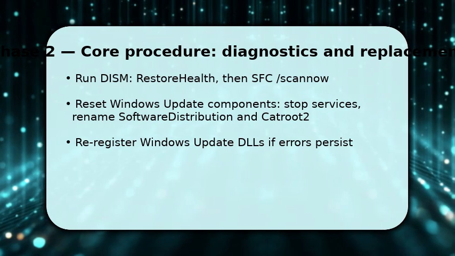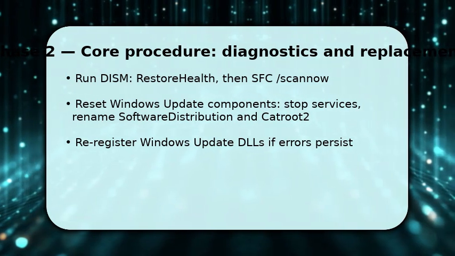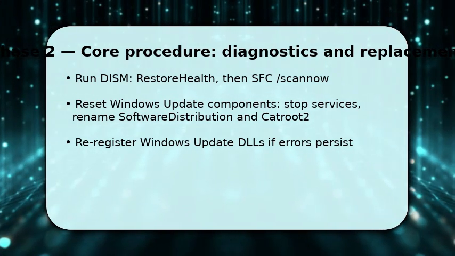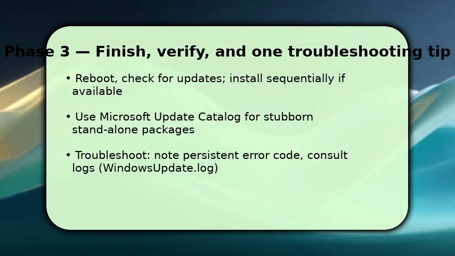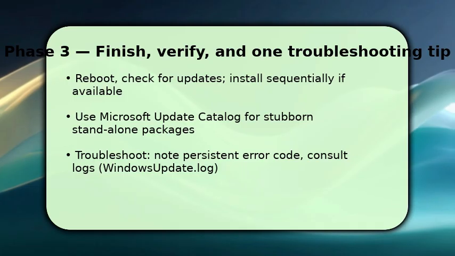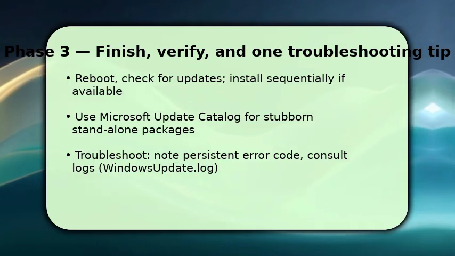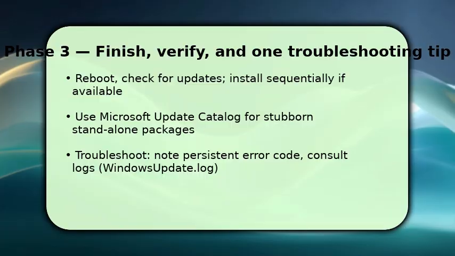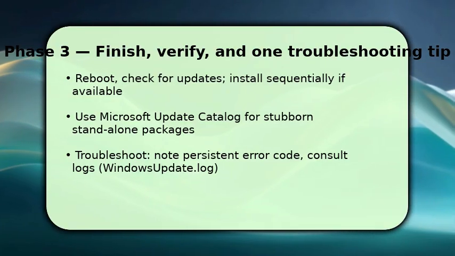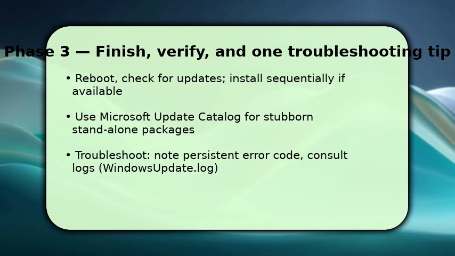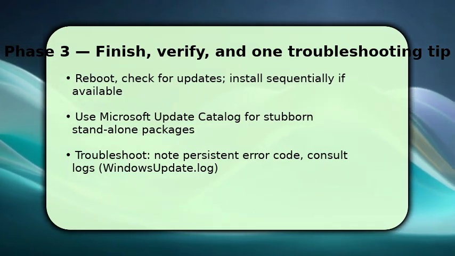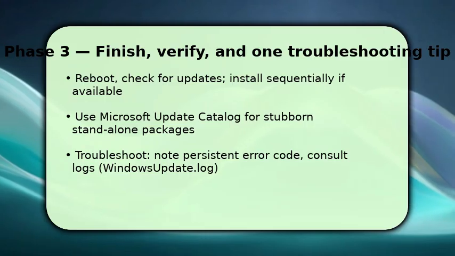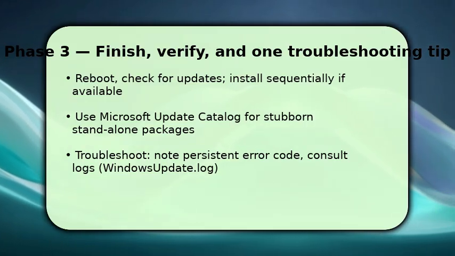You finish by rebooting and checking for updates again. Install updates one at a time if multiple are offered, because that isolates failures. If the built-in updater still fails, download the specific standalone package from the Microsoft Update Catalog and install it manually. Finally, if problems persist, capture the recurring error code and review Windows Update log for clues. That single code tells you whether to reset drivers, update firmware, or perform a repair install.